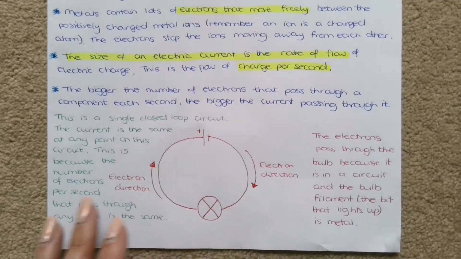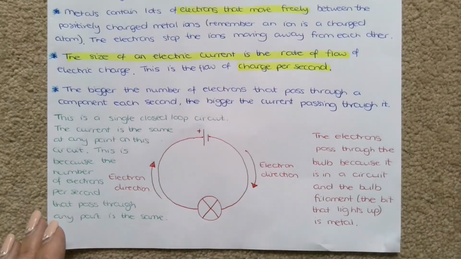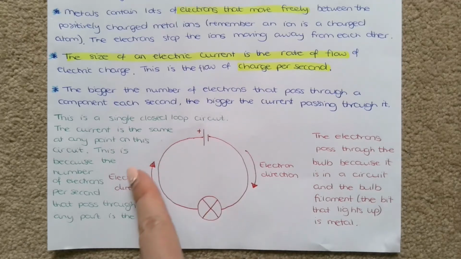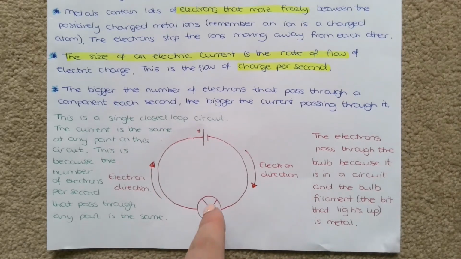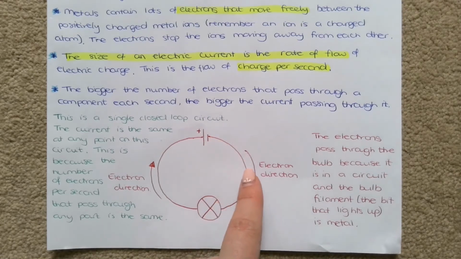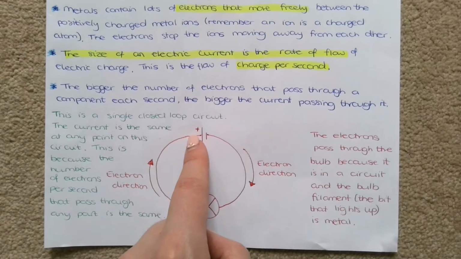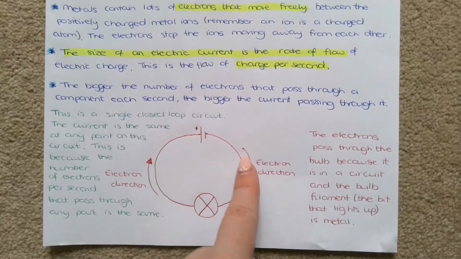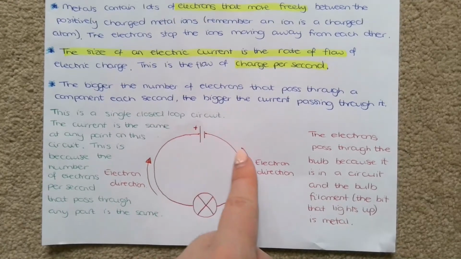So the bigger the number of electrons that pass through each component, so each part of the circuit, each second, the bigger the current passing through it. So again, I've got a simple diagram here, and it shows the direction of the electrons. So as I said earlier, the electrons move away from the negative terminal and towards the positive terminal. Remember, opposites attract, so it would be going around this way in the circuit.